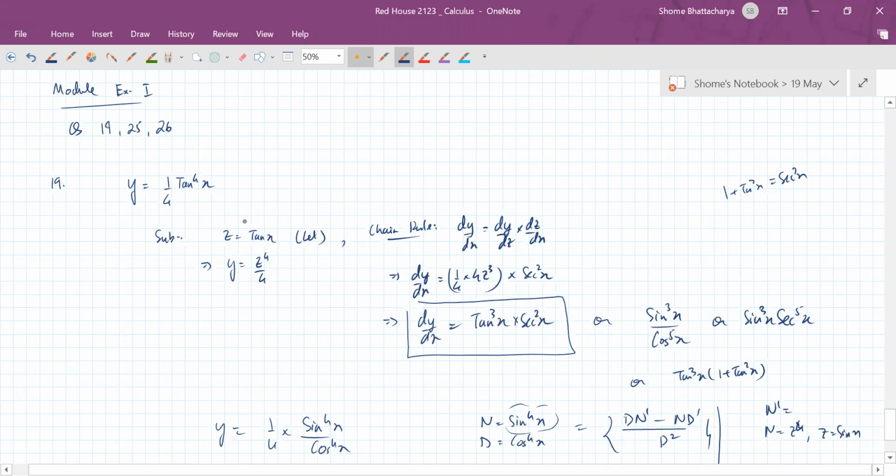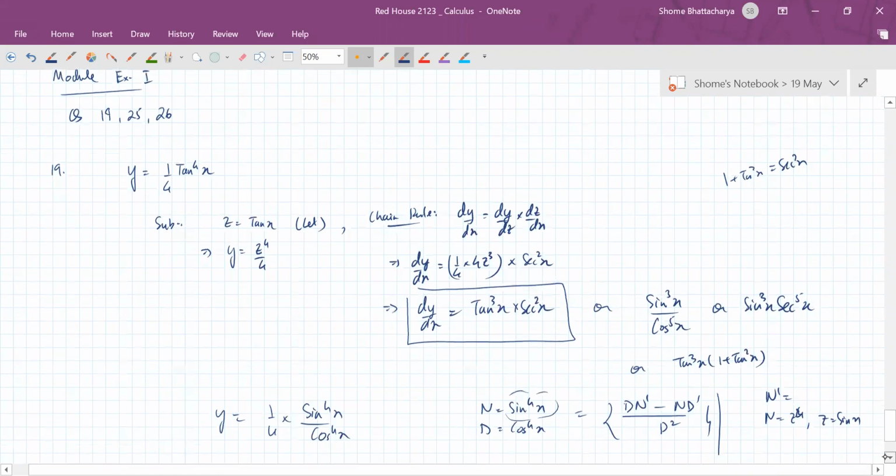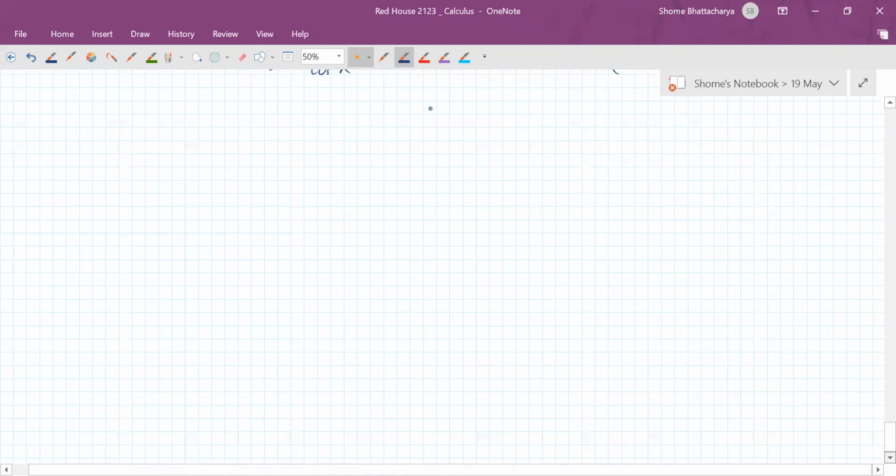We know tan x's derivative is sec square x. So we don't need to break tan x as sin by cos. So hope the point is clear.